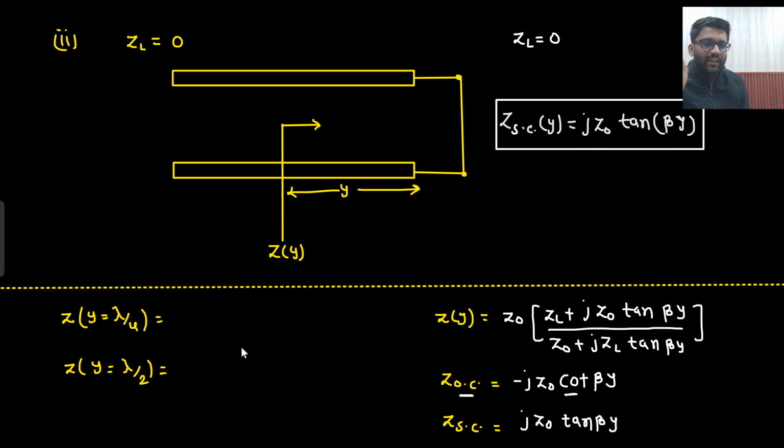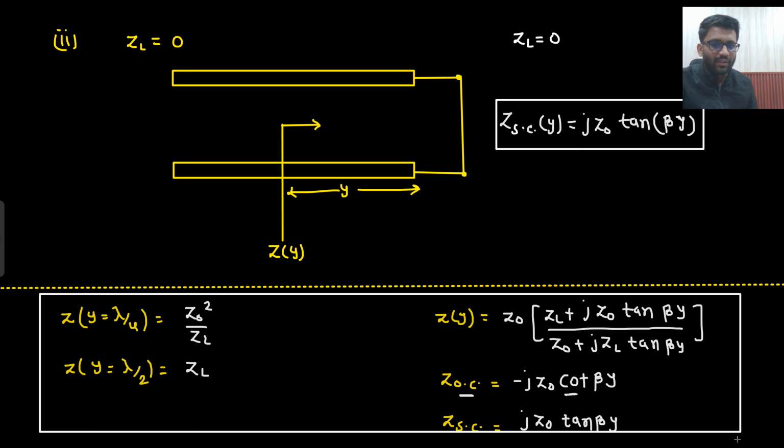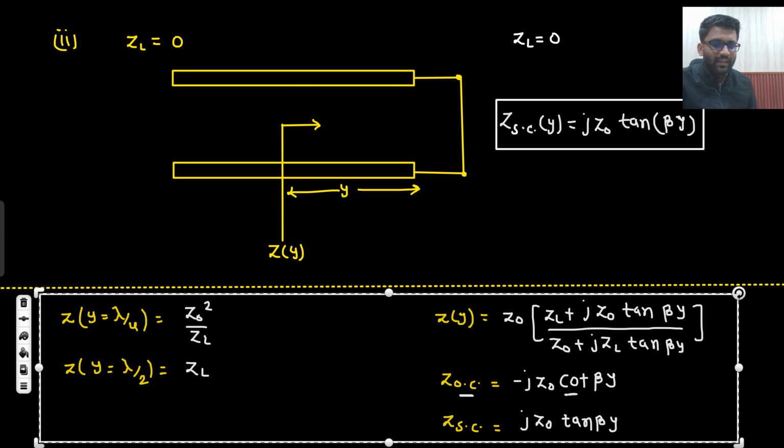At lambda by 4 length, what happens? Z0 square by ZL. And at lambda by 2 length, the same thing is repeated. So this is the conclusion of our 35-minute discussion. What is the conclusion? This is the conclusion, nothing else.